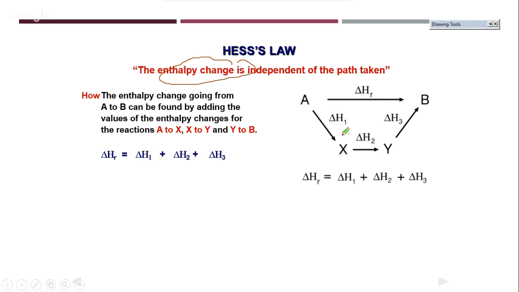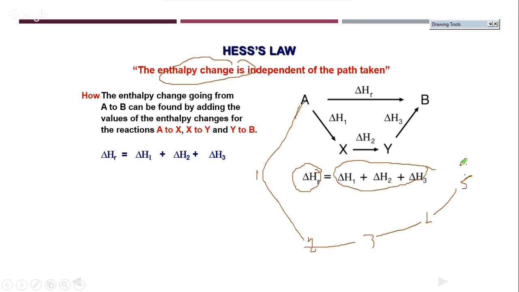And let's say at each of these it is delta H1, delta H2, delta H3. Then the summation of this second path and the summation of the first path will be the same. Tomorrow, if you go through some other processes, let's say 1, 2, 3, 4, 5, and then 6, all of them put together will also end up giving you the same enthalpy as through this process H.